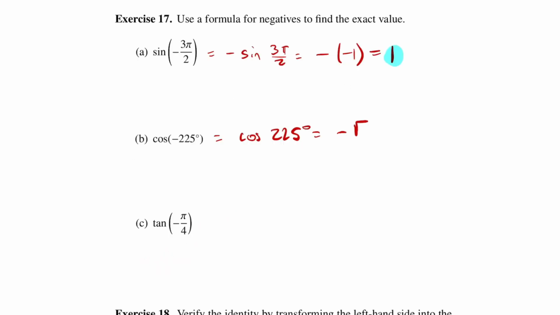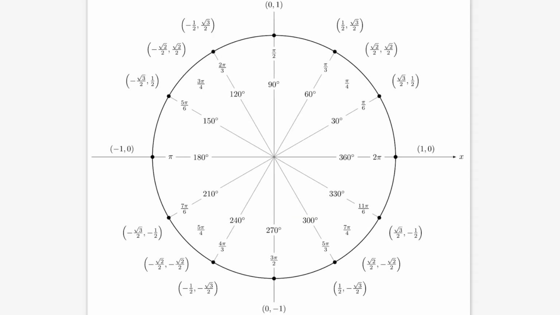All right, the next one is odd, so it's going to be negative on the outside of the positive pi over 4. So pi over 4 is equal to, the tangent is y over x, which is going to be 1. So that's going to be 1, but times -1 is -1.